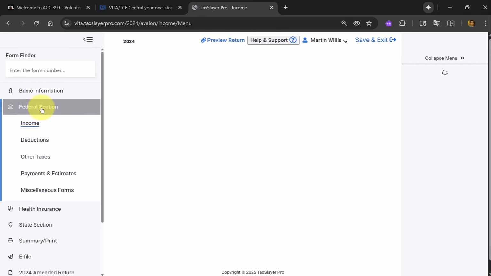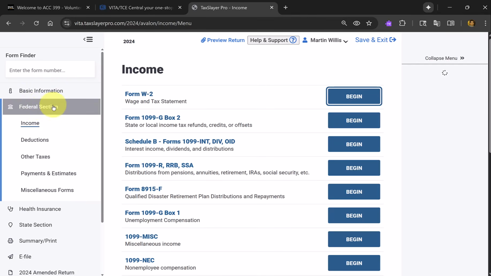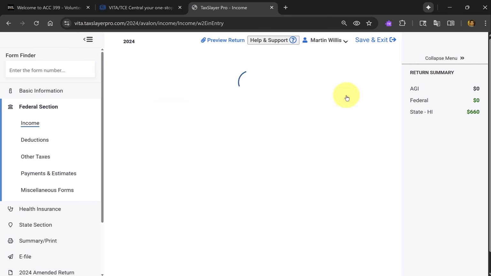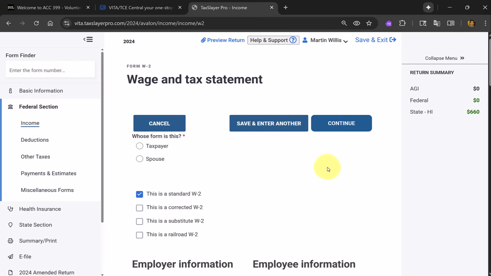We're in this federal section and the income subsection, and here's all the different types of income from the most common to less common. Of course, the most common would be W-2 income. So let me click on this. And we're going to be entering Martin's W-2 information. I guess I need to click on the button. Okay, so this is for the taxpayer, not Yvette.